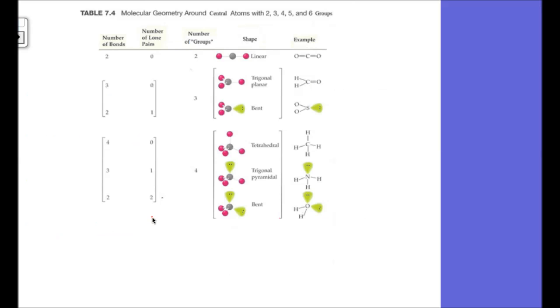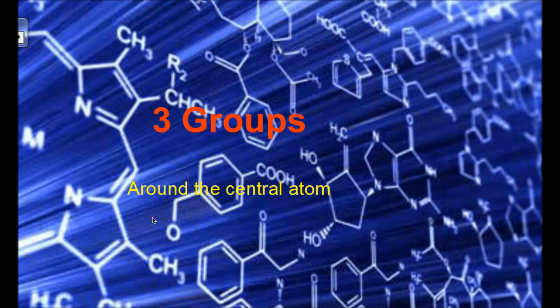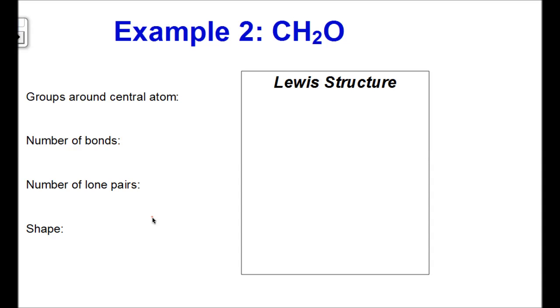All right, so let's take a look at now something with three groups around the central atom, or what we call the coordination number 3. So here we have CH2O. So we'll draw the correct Lewis structure here. Carbon is going to be the central atom with hydrogen, and a double bonded oxygen. All right, so there's our correct Lewis structure.